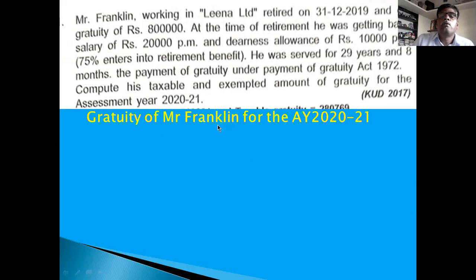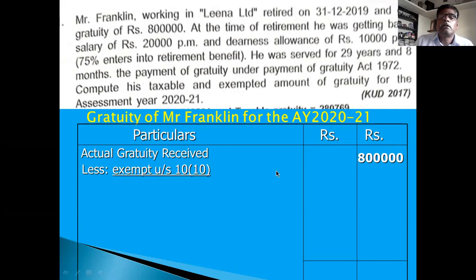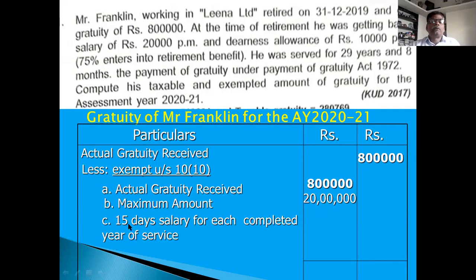Computation of taxable gratuity of Mr. Franklin for the assessment year 2020-21. This is the table. First, you take gratuity received. Gratuity received is 8 lakh. Less exempted under section 10, subsection 10. First point, actual gratuity received, same 8 lakh rupees received. Second point, maximum amount is 20 lakh. Third point is 15 days salary for each completed year of service.